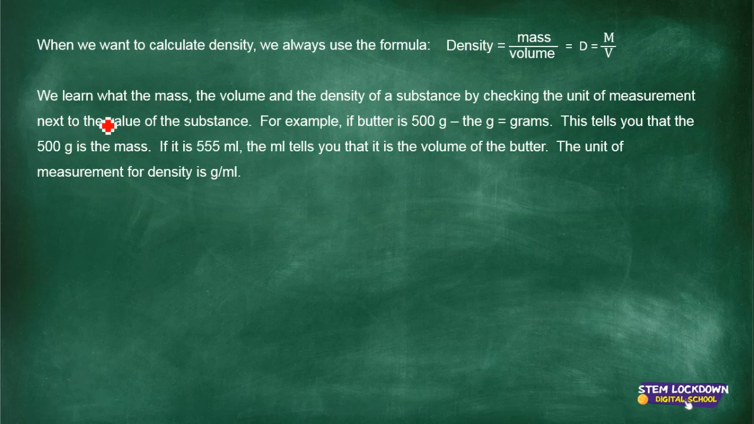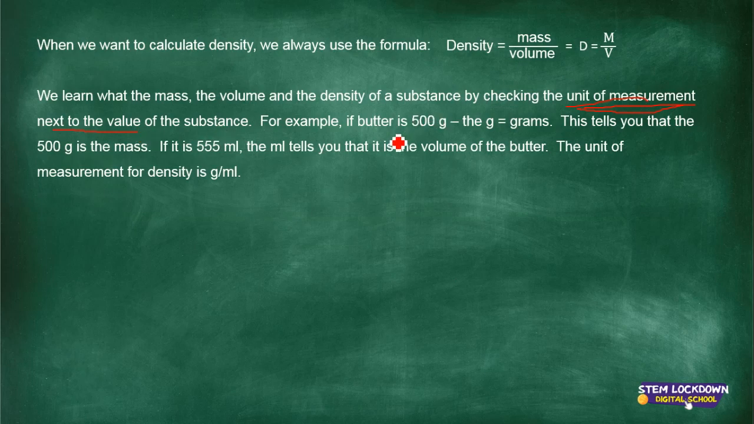So one of the questions that they asked was, how do we know which one is the mass and which one is the volume? Sometimes they give you the density and you have to find out either the mass or the volume. So we learn what the mass, the volume, and the density of the substance is by checking the unit of measurement. It's the unit of measurement that we need to check to find out whether it is a mass or a volume. And this unit of measurement is usually next to the value.